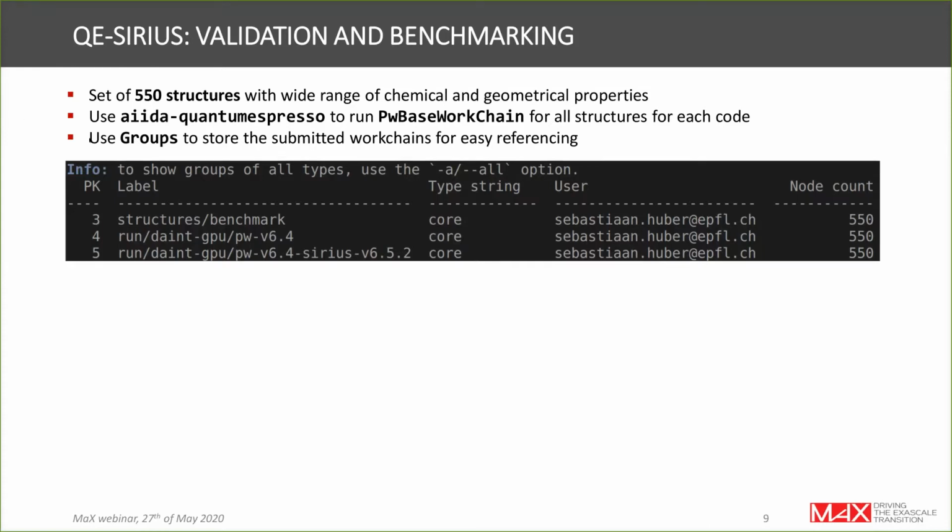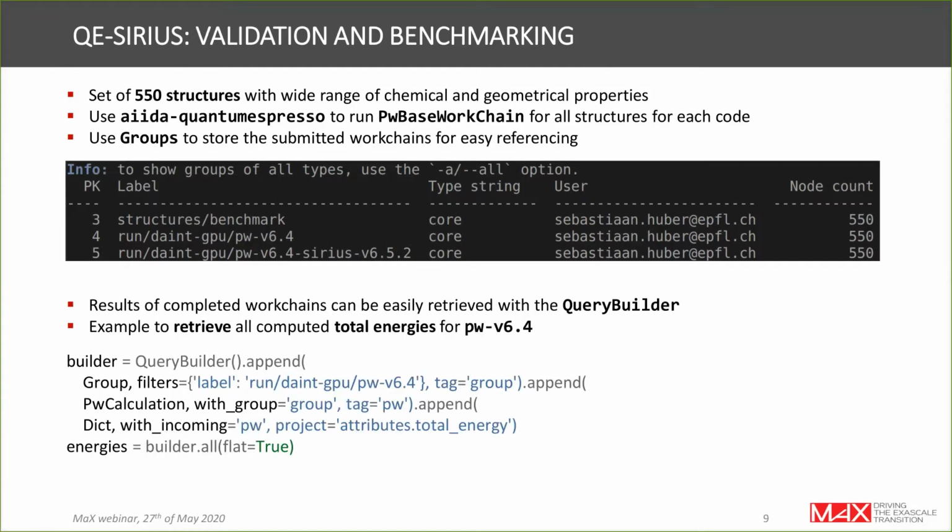For this, we use a useful tool in AiiDA called groups, which you can think of as folders on the file system, and the nodes that you put in them are the files. So you can structure your nodes. And so here I have a group called structures benchmark, which you can see contains 550 nodes, which corresponds to those 550 structures. And I've now run normal PW version 6.4 and the one enabled with SIRIUS 6.5.2 for all these 550 structures. This is again all automated by AiiDA, and it's very easy to run.